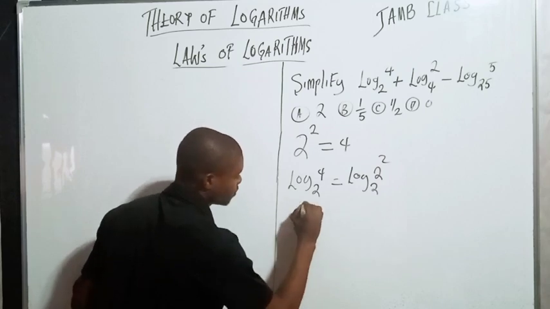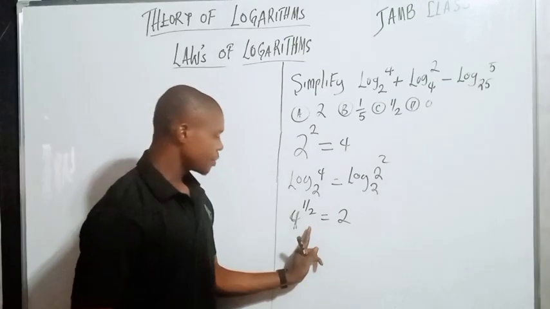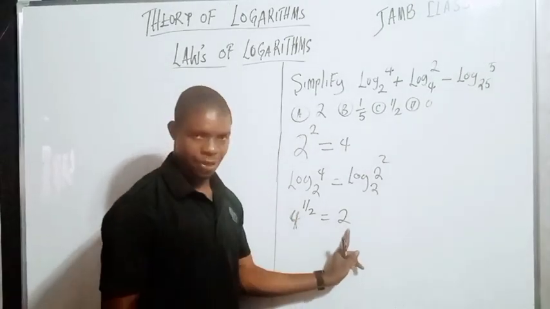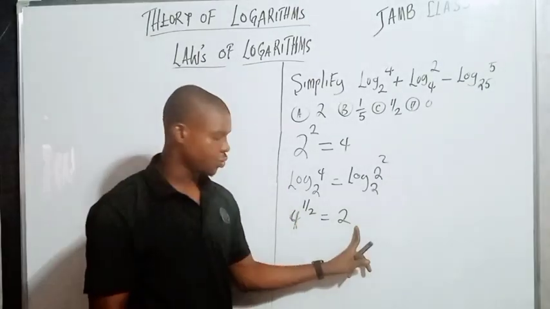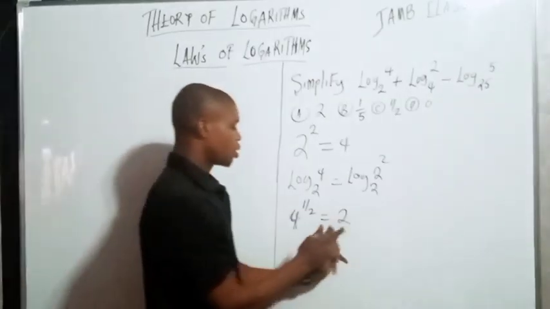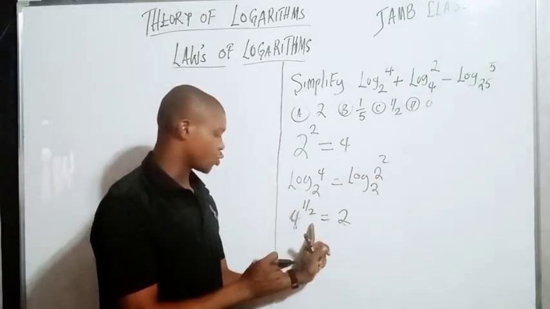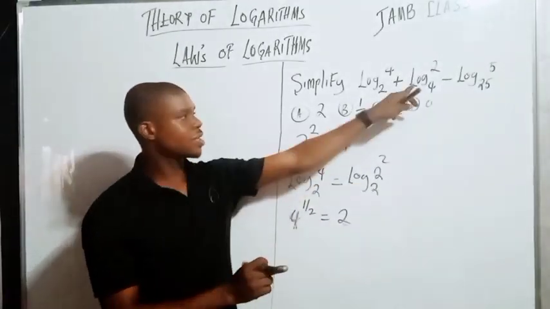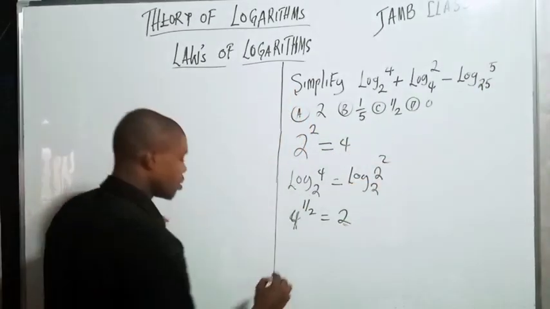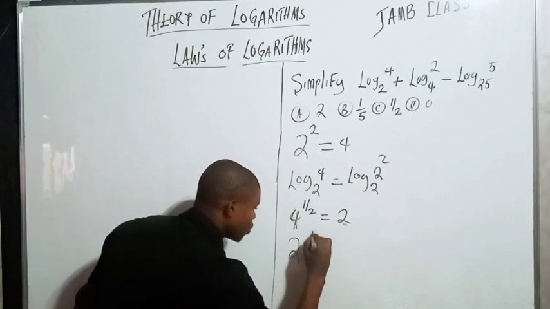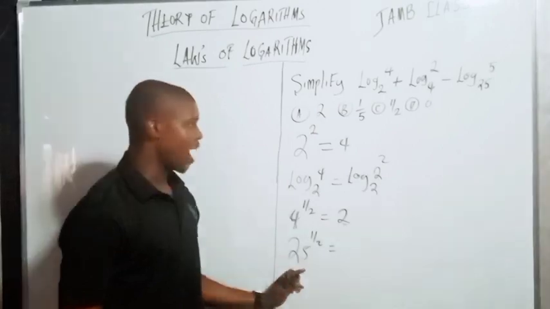Log 4 raised by half equals 2, just as log 4 raised by 2 is 2 here. Why? Because the square root of 4 is 2. So now instead of placing 2 here, I will place 4 raised by 1 over 2, which is the square root of 4. I'm still going to do the same here: 25 raised by 1 over 2, that is the square root of 25, I have 5.